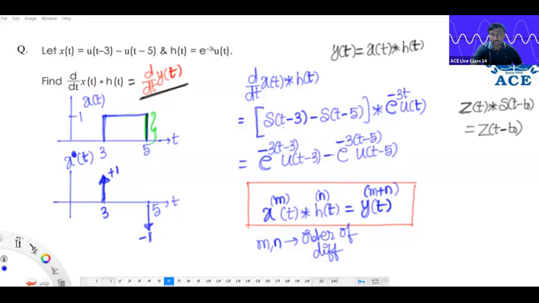What, Pramodra, is it clear? At 5 we have a negative jump, sir. There is a drop in the level from 1 to 0, means it is coming downwards. Negative impulse.